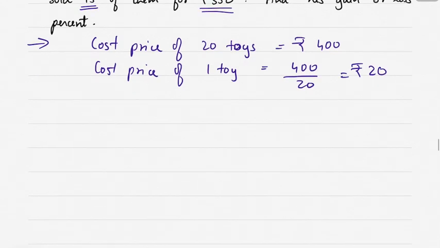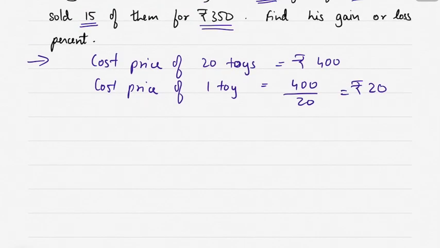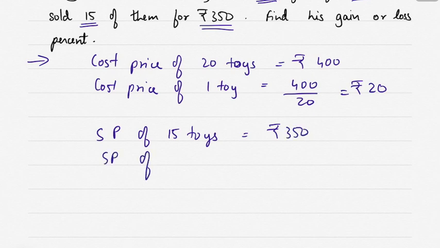Correct? Now selling price of 15 toys. Selling price of 15 toys is equal to rupees 350. That means selling price of one toy is equal to 350 upon 15. So 350 upon 15 is how much?